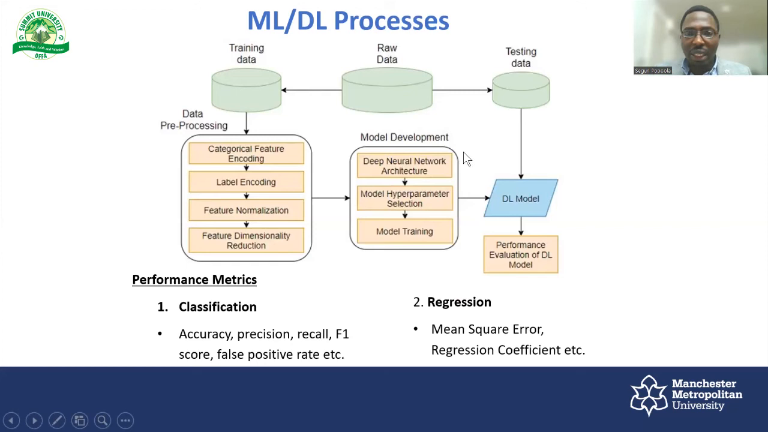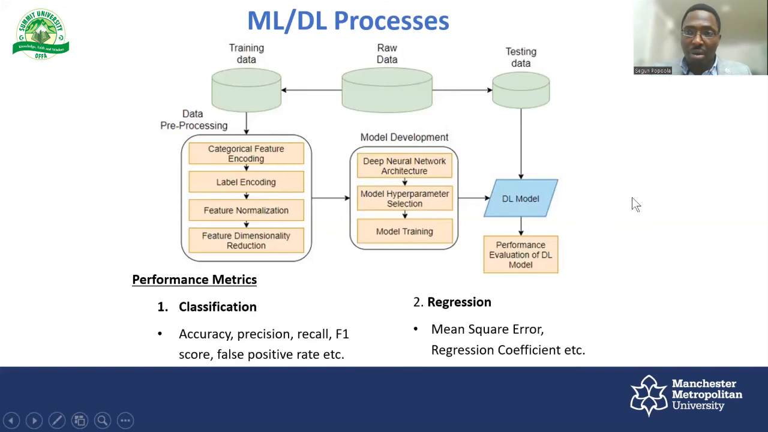Then you move to model development, which involves setting up your architecture, selecting the hyperparameters, and training your model. Then you use the model that has been trained, which is the output from this section, to test. You test the model using your testing data, and then you get your performance evaluation. Performance evaluation metrics depend on the type of problem being solved. If it is a classification problem, you're looking at accuracy, precision, recall, F1 score, false positive rate, and the likes. For a regression problem, you'll be looking at the mean square error, the regression coefficient, the root mean square error, and the likes.